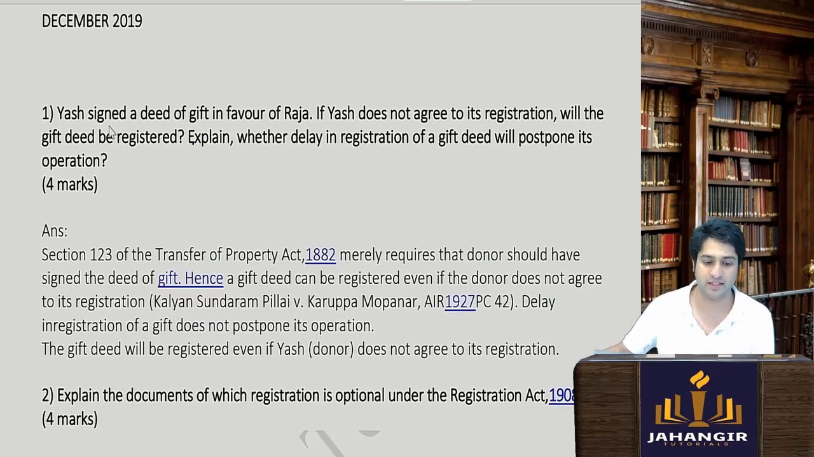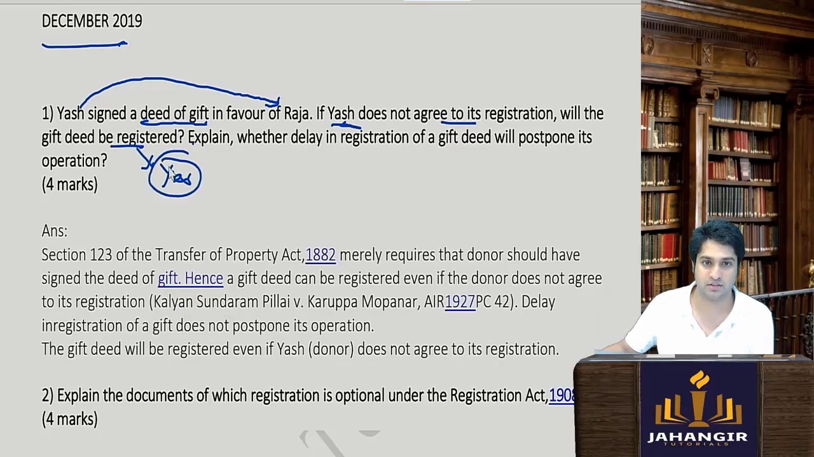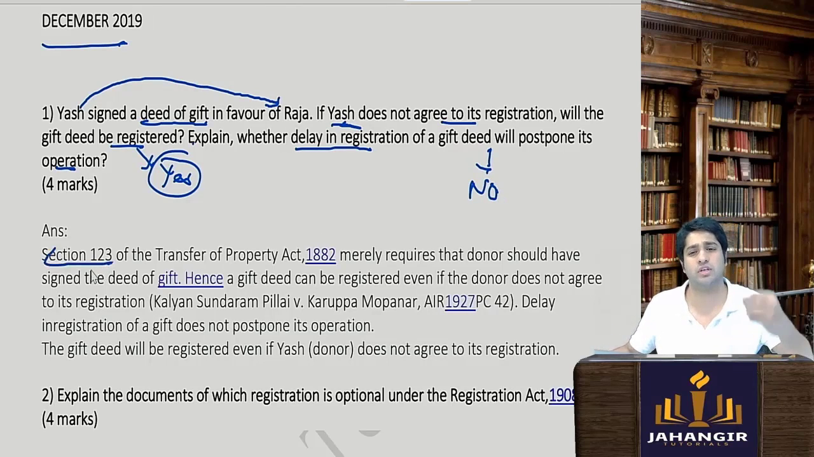Yash signed a deed of gift in favor of Raja. तो उसने एक sign कर दिया deed of gift in favor of Raja. If Yash does not agree to its registration, will the gift deed be registered? Answer is yes. Whether delay in registration will postpone its operation? Answer is no. Okay, section 123, simply the donor should sign it.